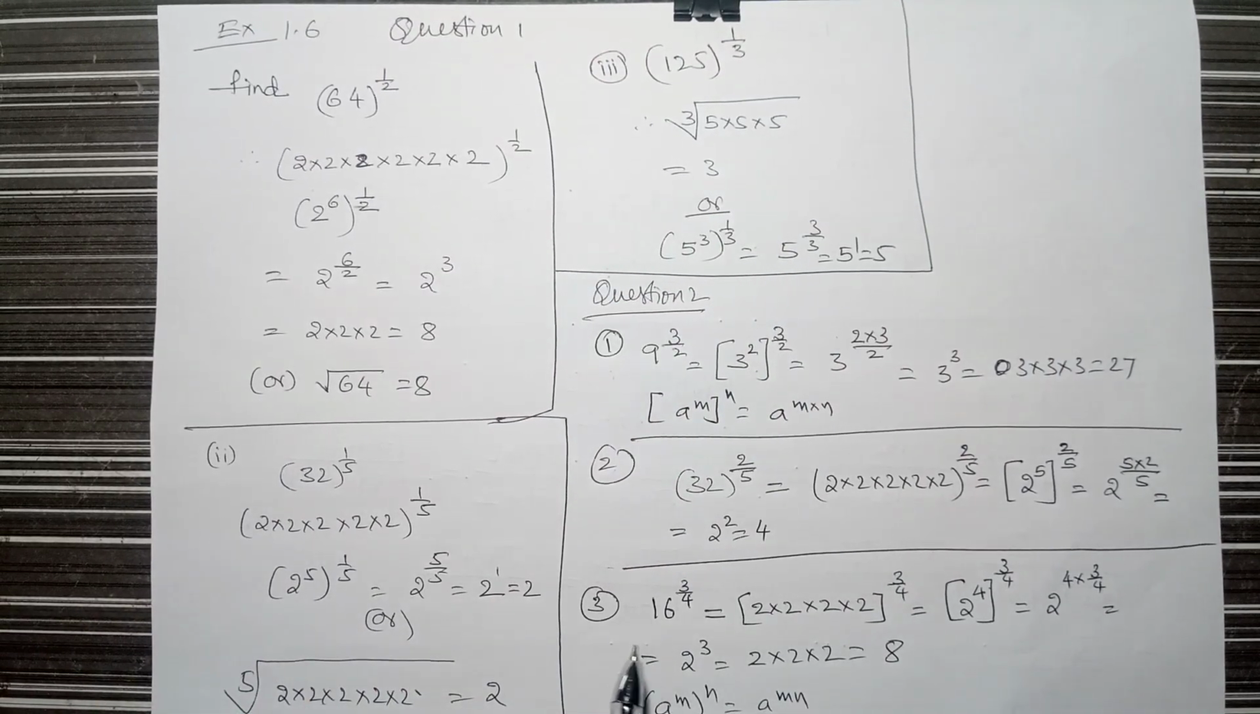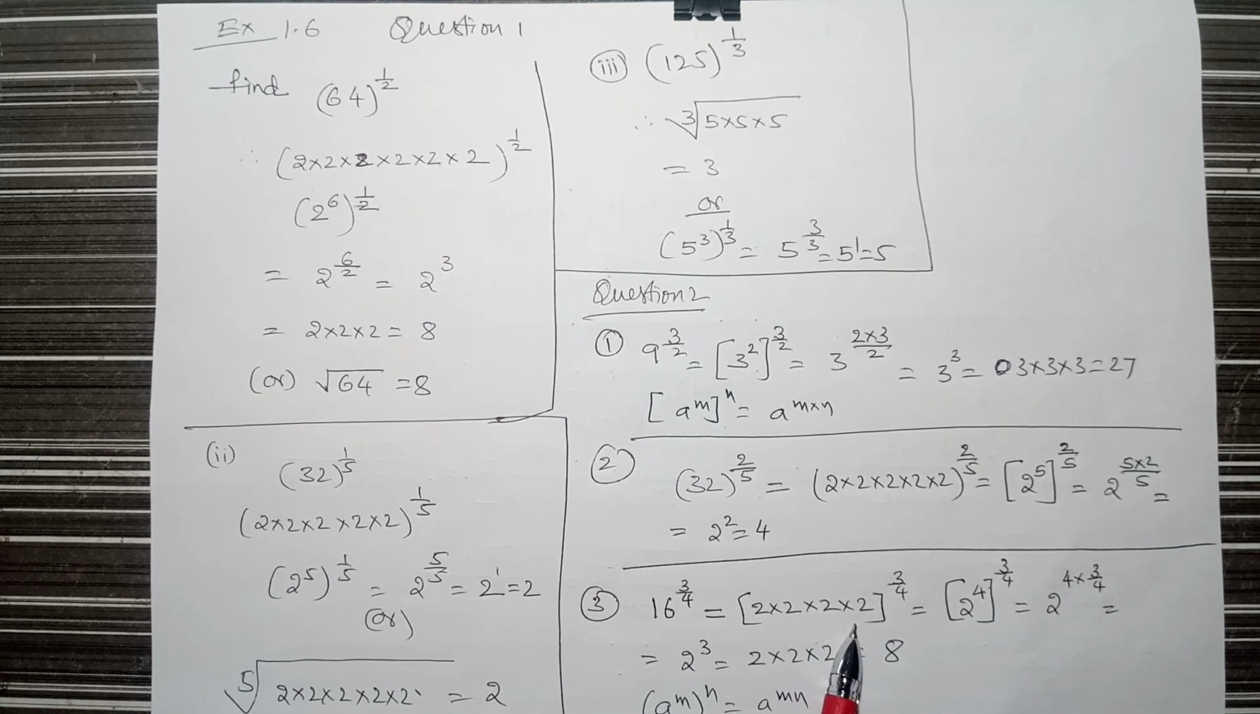And here 16 power 3 by 4. 16 can be written as 2 times 2 times 2 times 2. Therefore 2 power 4 whole power 3 by 4. If you multiply with the formula a power m whole power n is equal to a power mn, therefore 4 and 4 will cancel, 2 power 3, that is 2 times 2 times 2, that is 8.